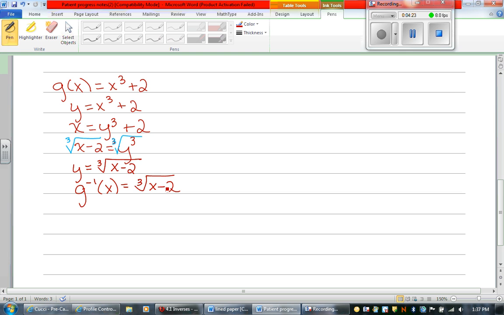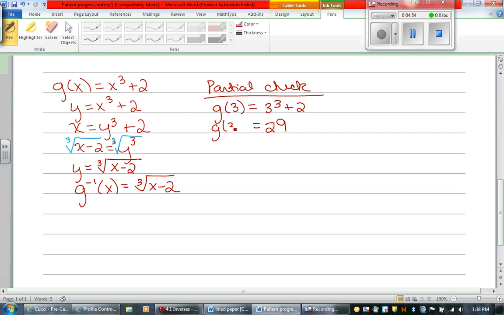So the next thing I want to do is go ahead and check this. Just do a partial check. The way I do a partial check is by substituting a value in. So we start with my original function g of x. Let's say I want to find g of 3. We're going to evaluate the function at 3. We get 3 cubed plus 2, which is 27 plus 2, which is 29. So g of 3 is 29.